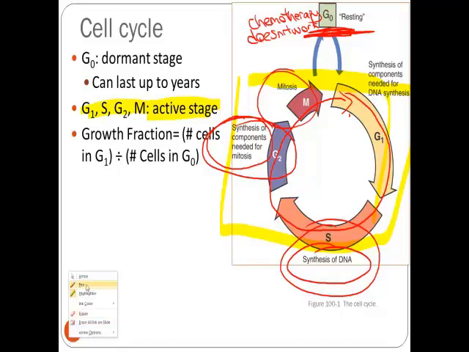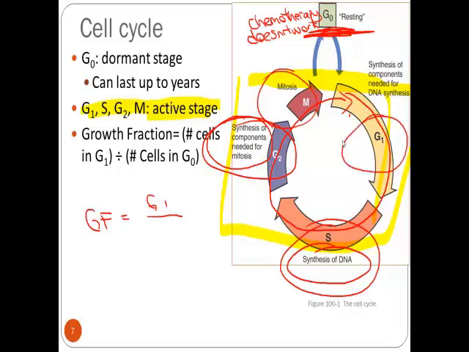Now, there's this thing called a growth fraction, and the growth fraction is basically the number of cells in a tumor or a normal tissue that are in the active phase over the number of cells that are resting. So basically it's the percentage, right? We'll look in the next few slides at what a low growth fraction means, what a high growth fraction means, and what kind of cells tend to be in the low versus high growth fraction.